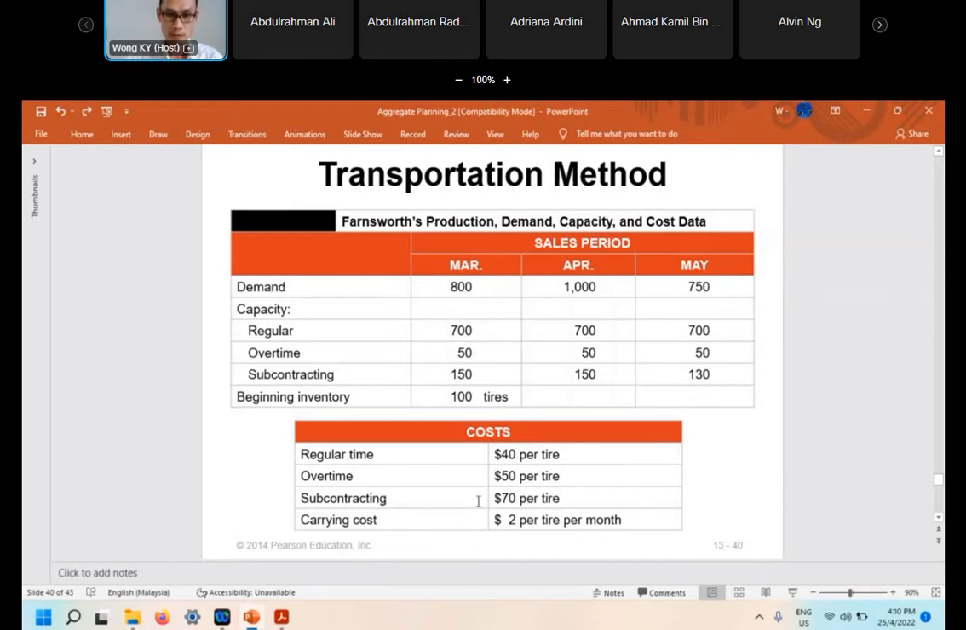And for subcontracting, if the company subcontracts the tire to a subcontractor, the subcontractor will charge the company $70 per tire.